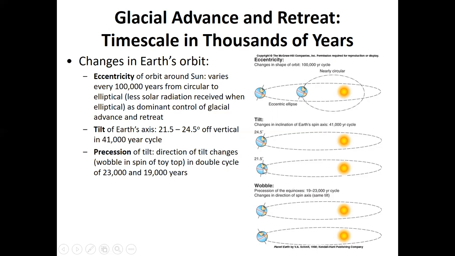The wobble also changes the amount of energy received at the high latitudes, just like the tilt does. So those three natural phenomena cause changes in Earth's climate just due to changes in its orbit, tilt, and wobble.